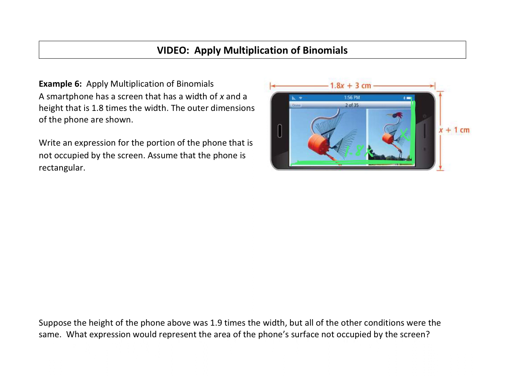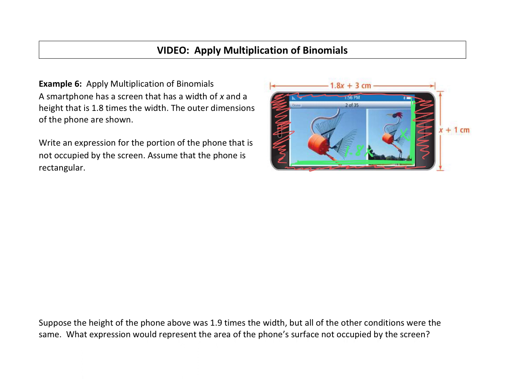All right, write an expression for the portion of the phone that is not occupied by the screen. Assume that the phone is rectangular. So the part that's not occupied by the screen, that's going to be all of this, and if there's any little bit along the edges there, it's going to be that. So we are talking rectangles. We want the portion of the phone that's not occupied with the screen, so we're going to find areas. And the phone is rectangular. How do you find the area of a rectangle? You multiply the width times the height.